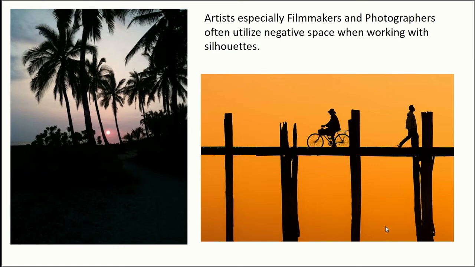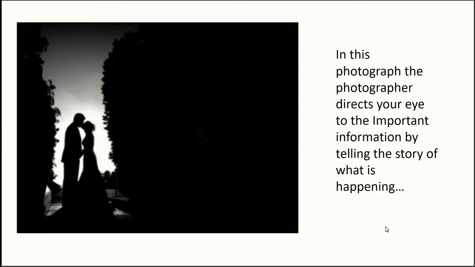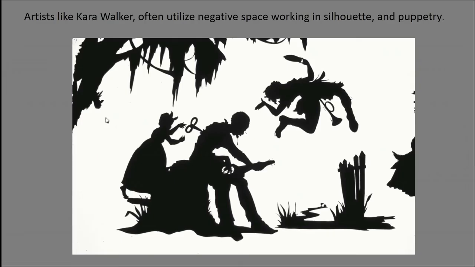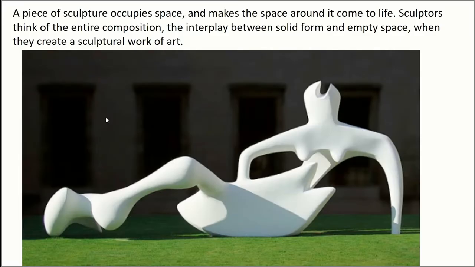Artists like filmmakers and photographers utilize a lot of negative space when working with things like silhouettes. In this photograph, the photographer directs your eye to the most important information by telling the story of what's happening. You'll notice this giant hedge and dark space leads your eye to this center focus point where you're seeing the kiss. Artists like Kara Walker utilize negative space in working in silhouette and also in puppetry.